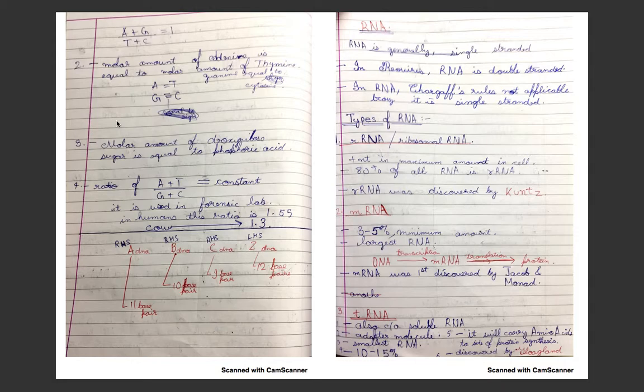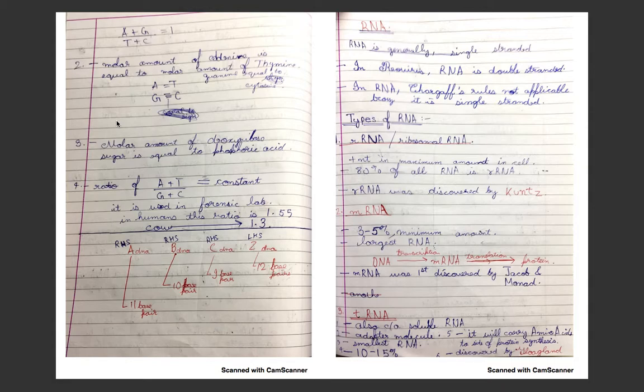Now, molar amount of adenine is equal to molar amount of thymine, and so guanine equals cytosine. Molar amount of deoxyribose sugar is equal to phosphoric acid. The ratio of A plus T upon G plus C is constant. It is used in forensic labs. In humans, this ratio is 1.55. In cow, it is 1.3.